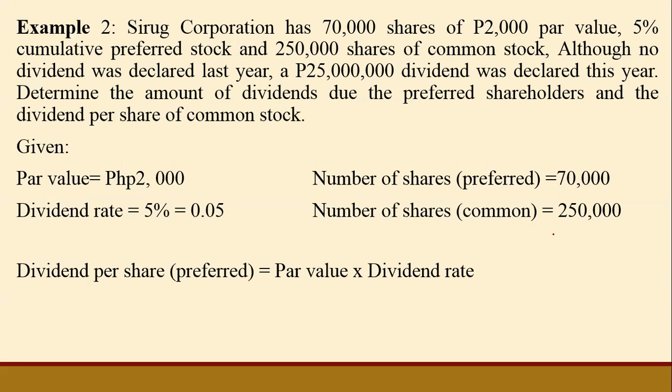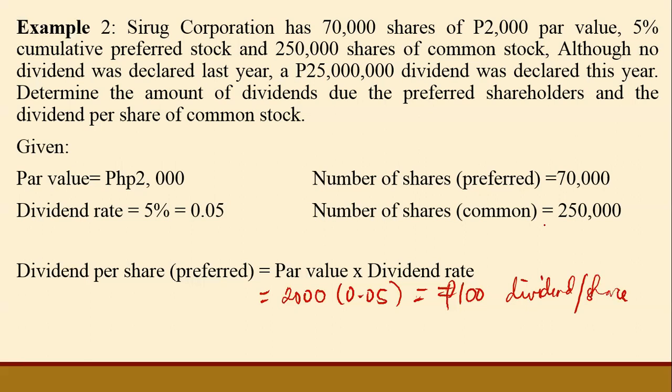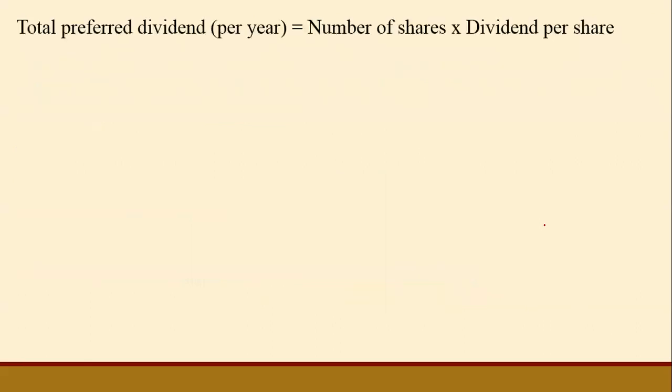Okay, so we're going to compute for the dividend per share for the preferred stock. So we have to get the product of the par value and the dividend rate. Okay, so this is equal to 2,000 times 0.05. Okay, so this is equal to 100 pesos dividend per share.